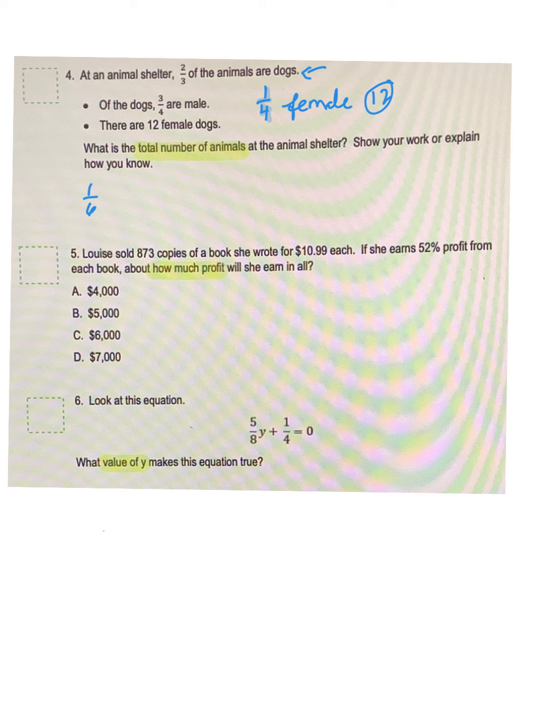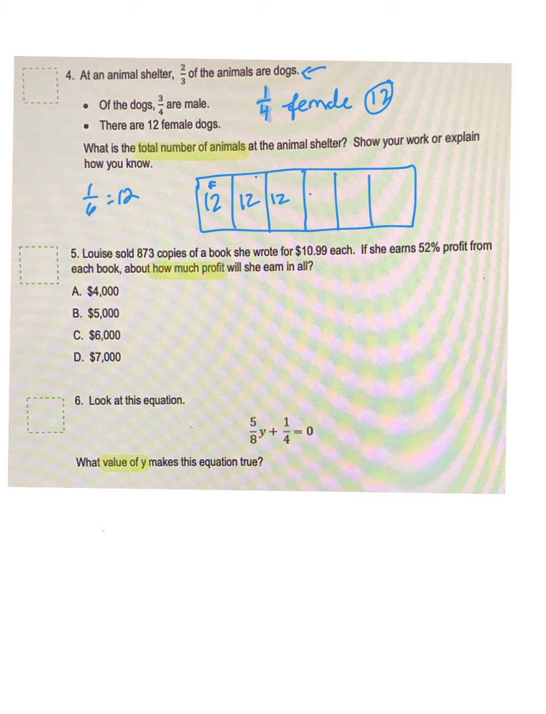So 1/6 of them are females, and we know that there are 12, right? Well, imagine this represents the whole shelter. And let's break it into 6 even pieces. And 1/6 are 12. Those are your female dogs. So that means every section has to have 12, because that's what 1/6 means, is we've divided the shelter into 6 equal pieces. And there are 12 in each of these categories. Which means to find out how many animals are in the shelter altogether, you just have to add these all together.